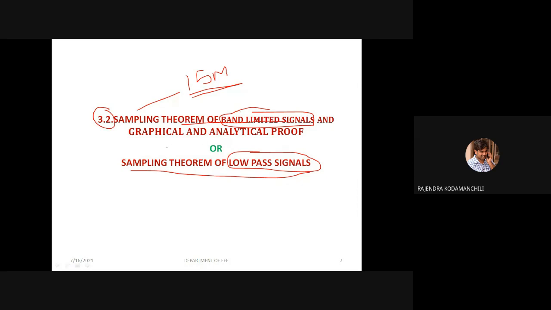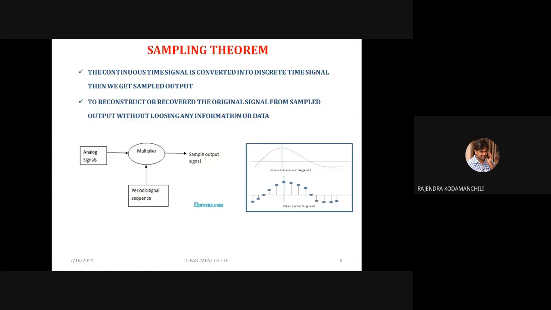Okay, according to your syllabus copy, the syllabus has sampling theorem of band limited signal, graphical and analytical proof. Okay? So listen carefully. Band limited. One more theorem is the sampling theorem of band pass. That one is different. Okay. Here the theorem is sampling theorem of band limited signals or low pass signals. These two are the same. Right.